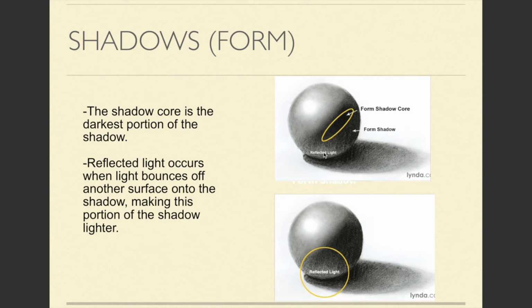An important note: the reflected light should never be lighter than anything in the light section. And this should make sense. The reflected light is indirect light, bouncing off one surface onto the object, whereas everything in the light section is direct light. So it's going to be lighter.